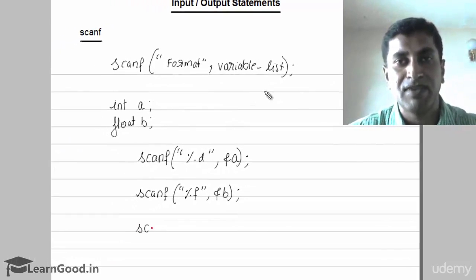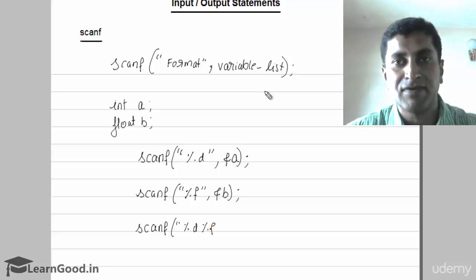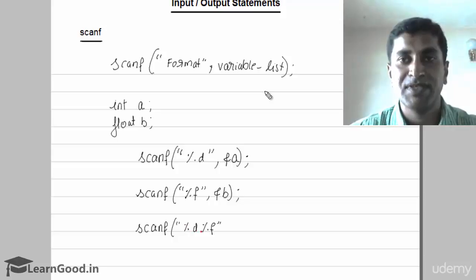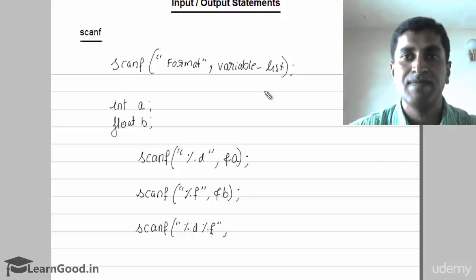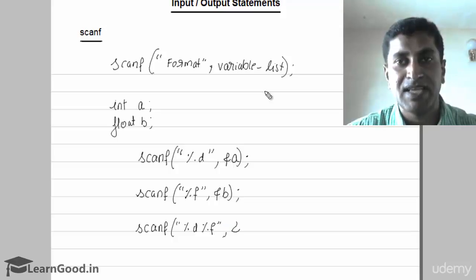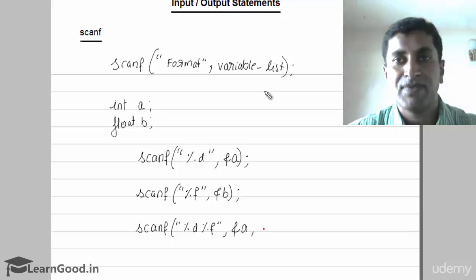Now if you want to read both A and B values with a single scanf, that's also possible. You can do that by giving scanf, %d %f, no blank space in between. So continuous %d %f, comma. The d is an integer, so the integer variable has to be given. So I'll give an ampersand of A, and then %f, that is a float value you have to read, so give an ampersand of B.